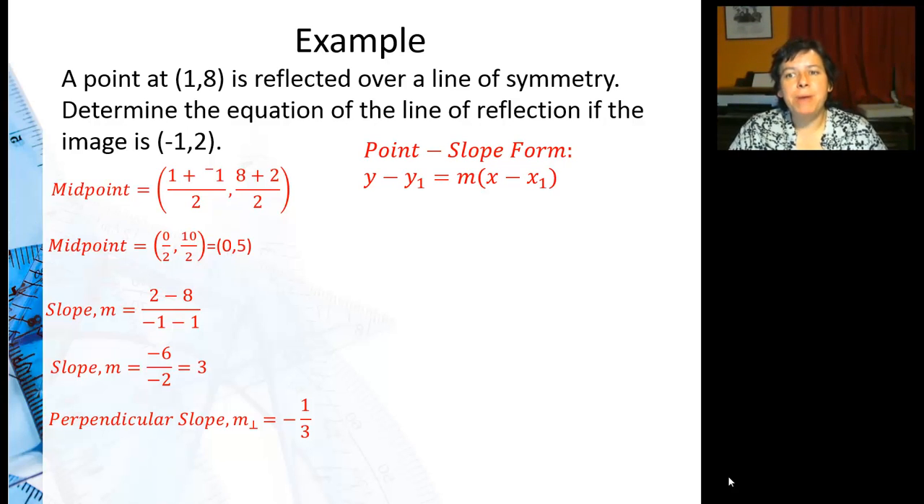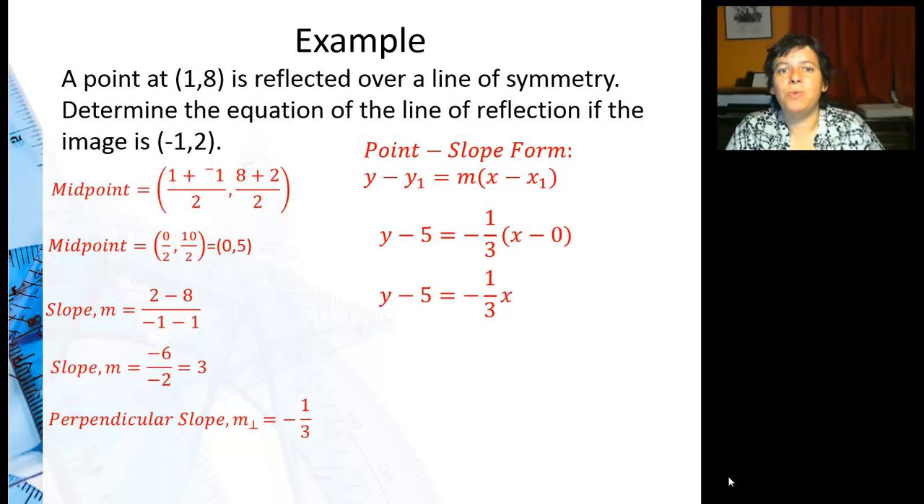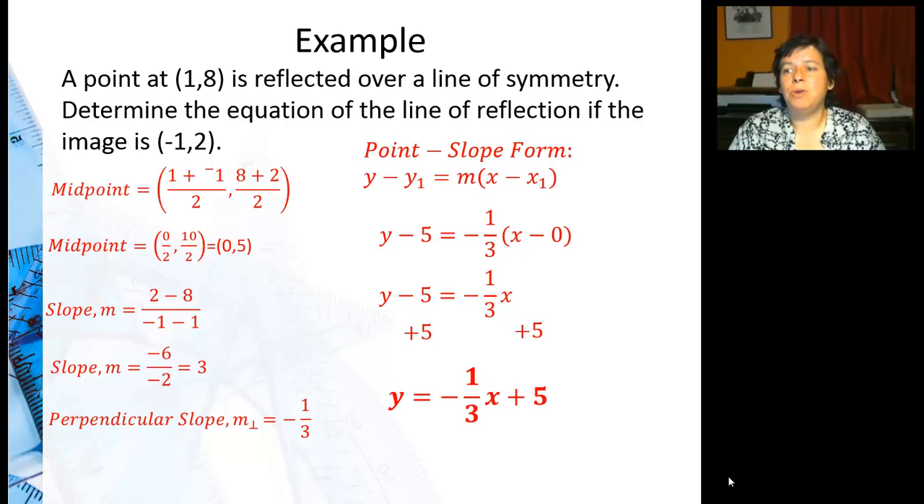I'm almost done. Then I use our regular formula that we love, the point slope form. So I have my point, which is the midpoint, and my slope, which is the perpendicular slope, and I substitute those in. y minus 5 equals -1/3 times (x minus 0). Well, I distribute the -1/3, and -1/3 times x is -1/3 x, but -1/3 of 0 is 0. So that term goes away because there's nothing there. Then I can add 5 to both sides. And then finally, I come to our final answer, y = -1/3 x + 5.